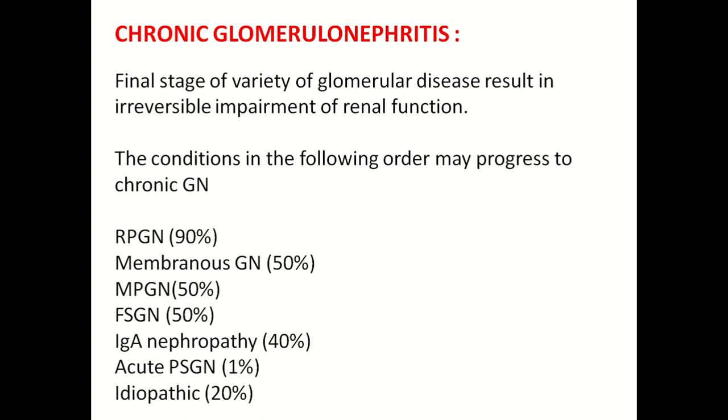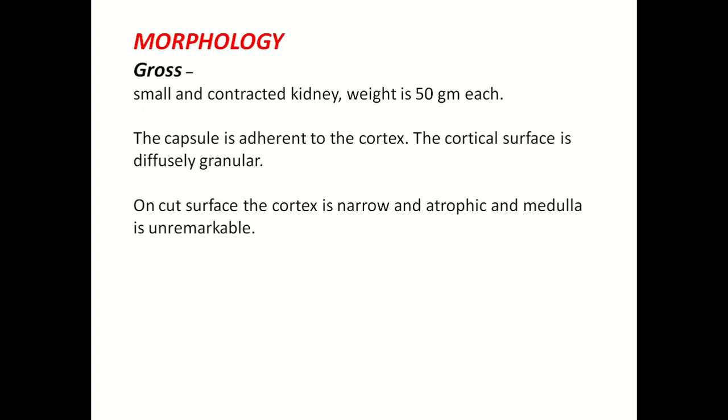heroin abuse. Remember the MCQ: focal segmental glomerulonephritis is associated with HIV nephropathy and heroin abuse patients. IgA nephropathy has a 40% chance to convert into chronic glomerulonephritis. Acute post-streptococcal glomerulonephritis has a 1% chance, and idiopathic has a 20% chance to convert into chronic glomerulonephritis.